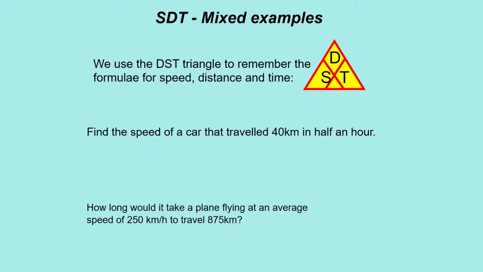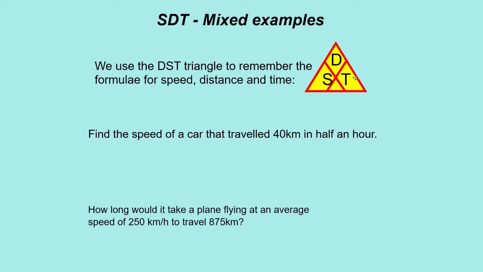Today we're going to be looking at distance, speed and time, and we're going to be looking at mixed examples using the distance, speed, time triangle. So here we've got the distance, speed, time triangle. This is an easy way to remember the different formulas for distance, speed and time. It's in alphabetical order, so you've got D at the top, S and T at the bottom, and this little cross in the middle, which will help you remember the different formulas. So let's have a look at how this works.